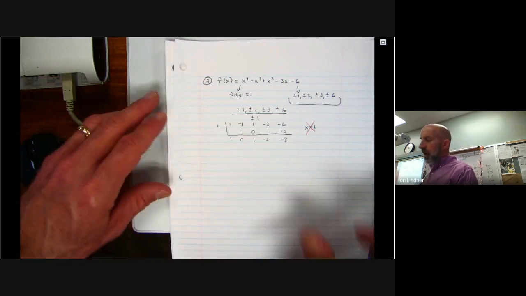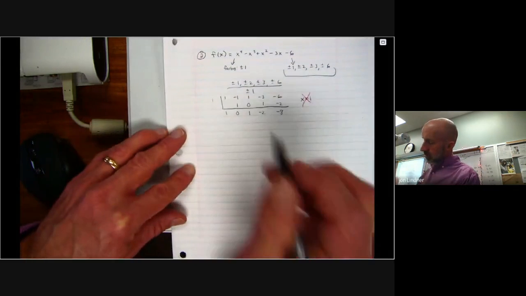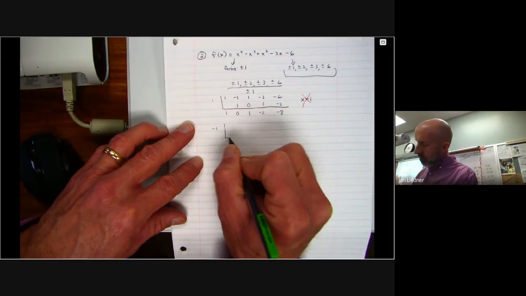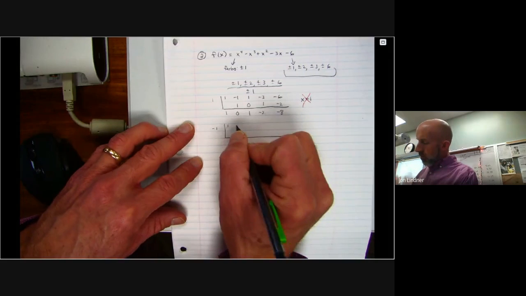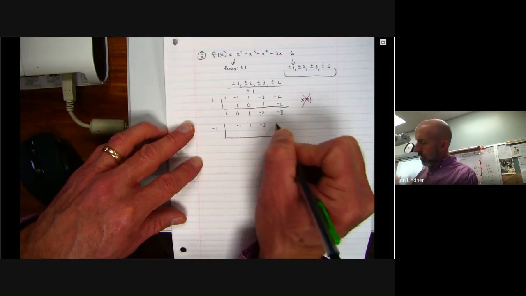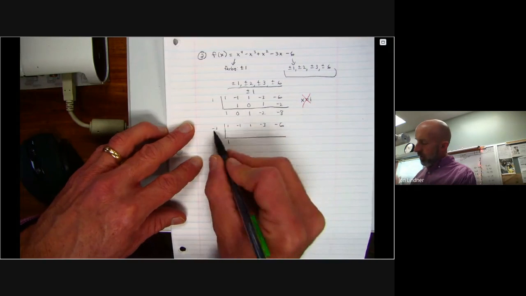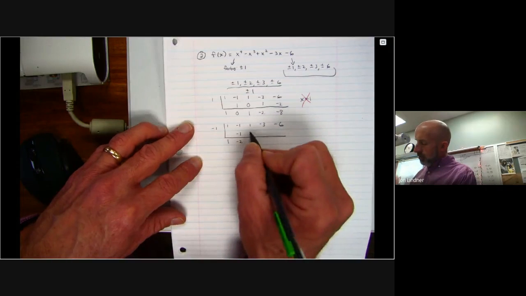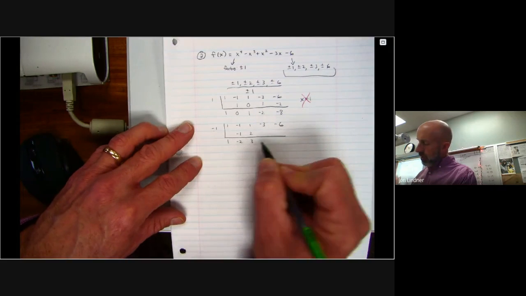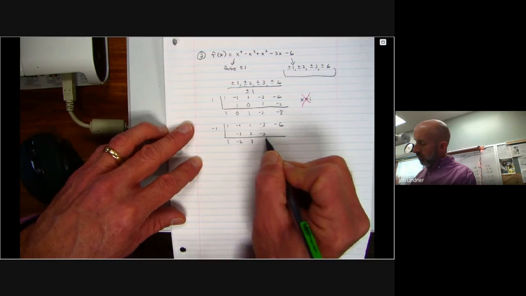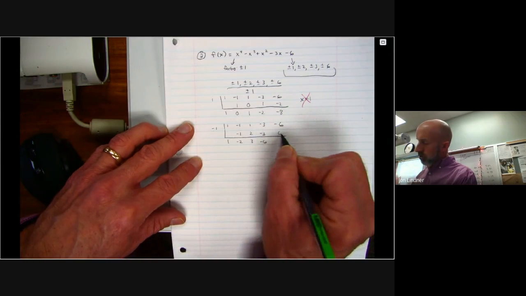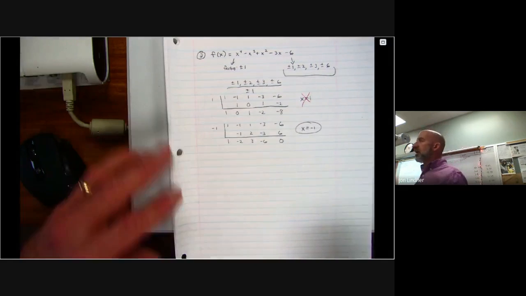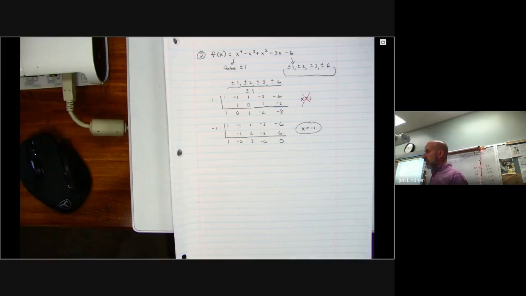So let's try negative 1 now. So if I try negative 1, 1, -1, 1, -3, -6. That's 1. -1 times 1 is -1. This is -2. This is +2. These two are 3. This is -3. This is -6. This is +6. That's 0. So x equals -1 is one of the zeros, which will also help us find one of the factors.